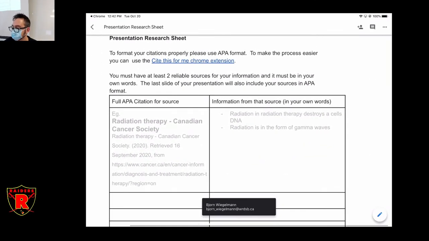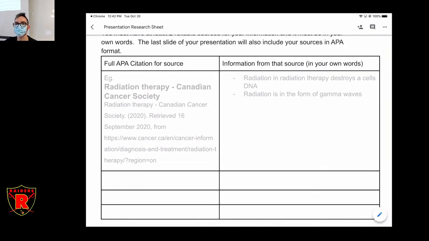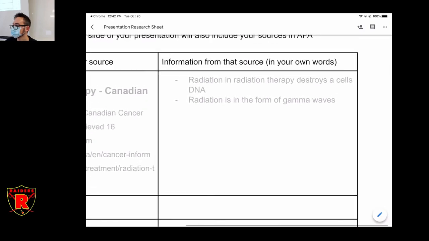But what you need to have is a full APA citation source on your research document. And then on the other side of your table, you're going to show me what you got from that source in point form. This should be created when you're doing the research part of your project, okay? It shouldn't be, I learned this thing, I put it in my presentation, because that leads to plagiarism, okay? It definitely leads to copying and pasting stuff directly from the internet.